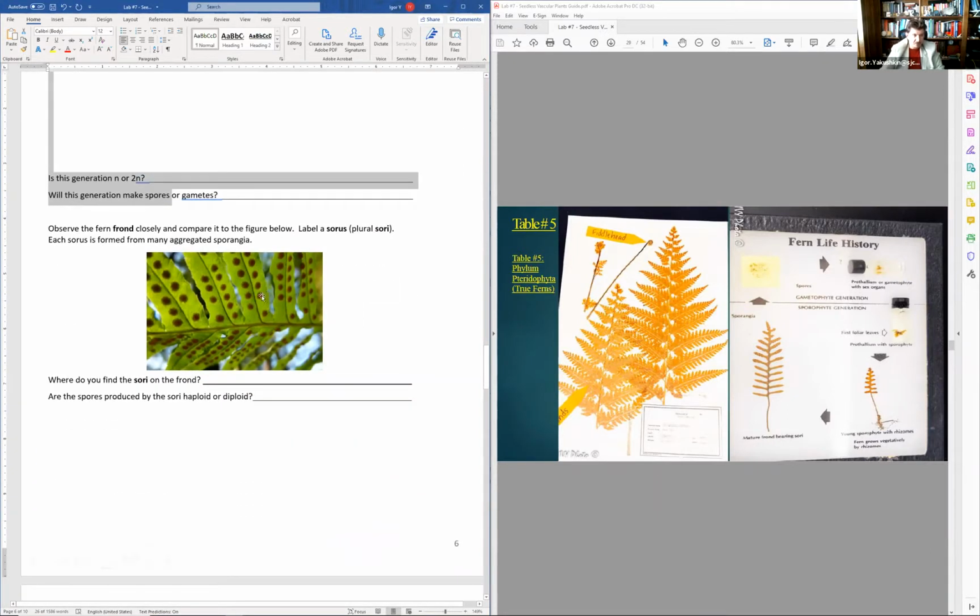Now, the spores will be produced in those particular dots. That's the clusters of sporangia, and that's known as the sorus in the singular, two or more, plural, known as the sori. And what you will see, if you pick up the frond, is on the back side, on the bottom part of the frond, you will see the sori.